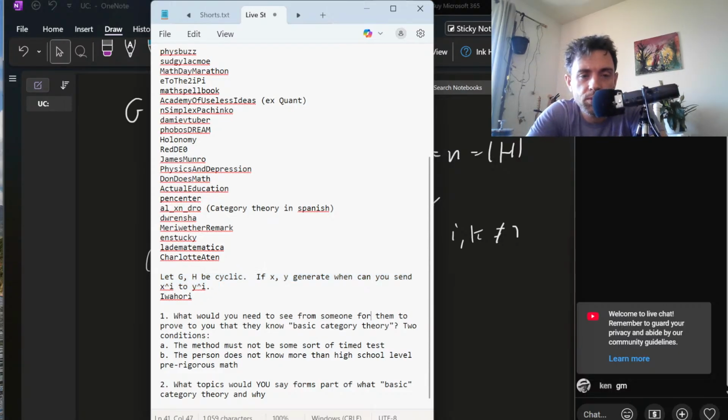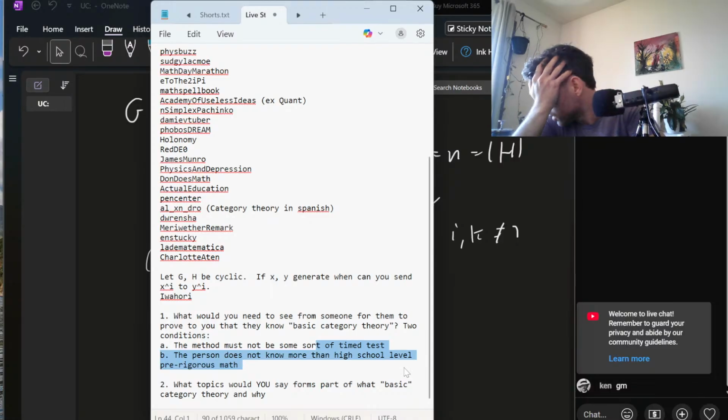What would I need to see from someone for them to prove to me that they know basic category theory? Two conditions: the method must not be some sort of timed test, and the person does not know more than high school level pre-rigorous math. Whoa. Then I think it would be very hard. I think it would be very hard.